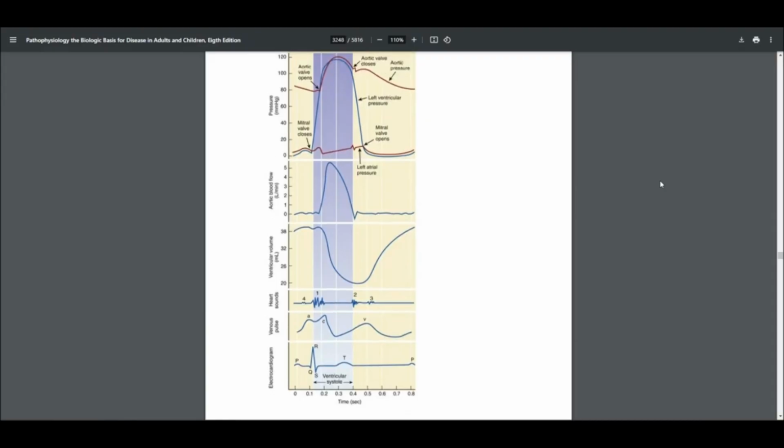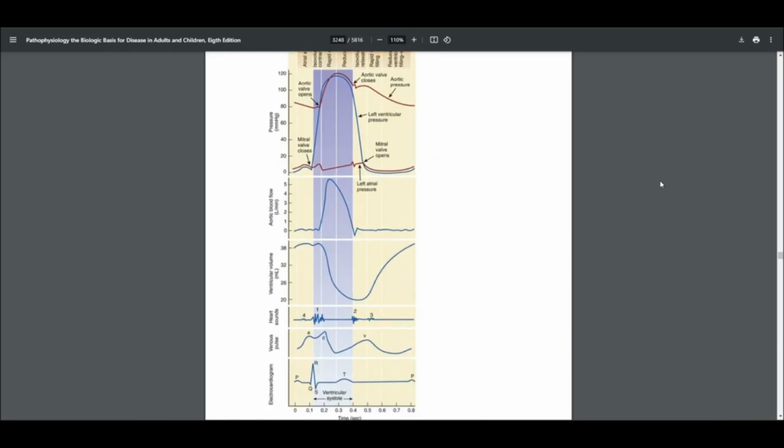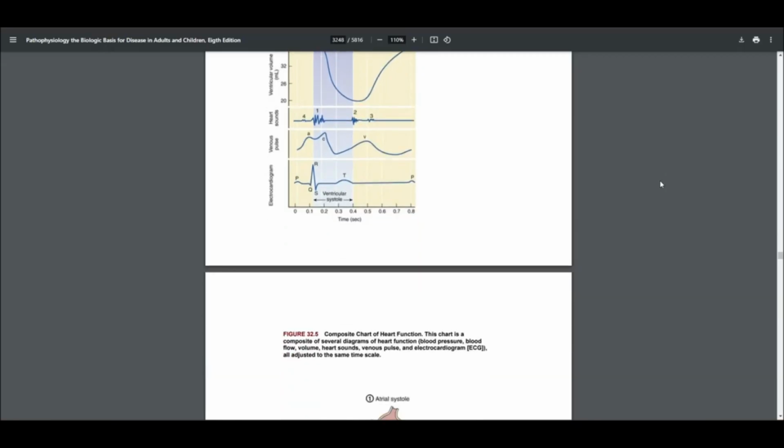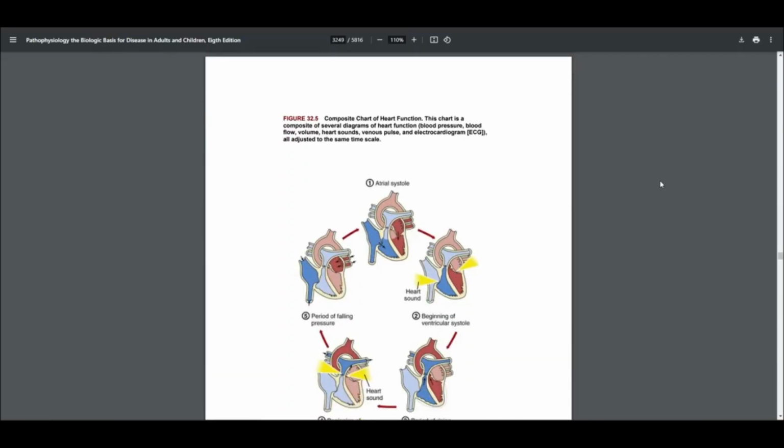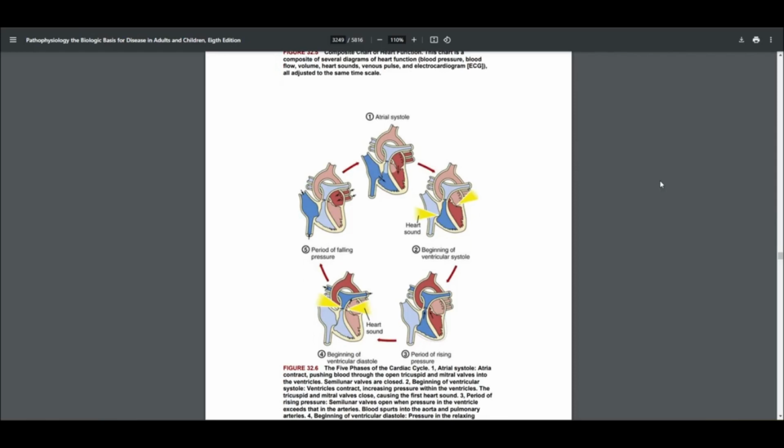Looks like here we have some different diagrams in regards to how the heart contraction occurs. So here we see the atrial systole. It's when those atriums contract and blood flows into the ventricles.